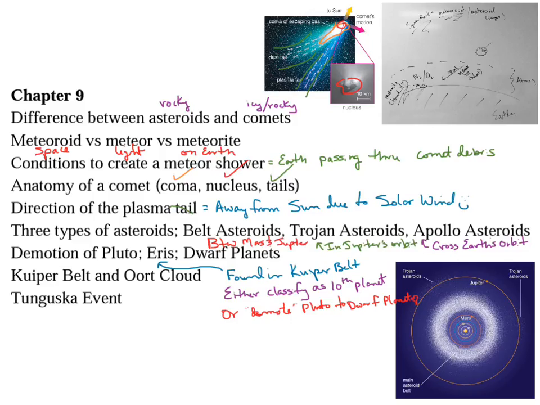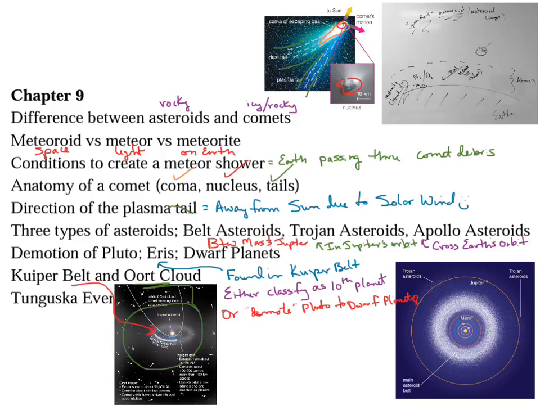Kuiper Belt and Oort Cloud, they're both homes to comets, and the red arrow there is pointing to the Kuiper Belt, which lies in the plane of the ecliptic, the plane that the planets orbit the sun in. And then the Oort cloud, I've got it here in green.